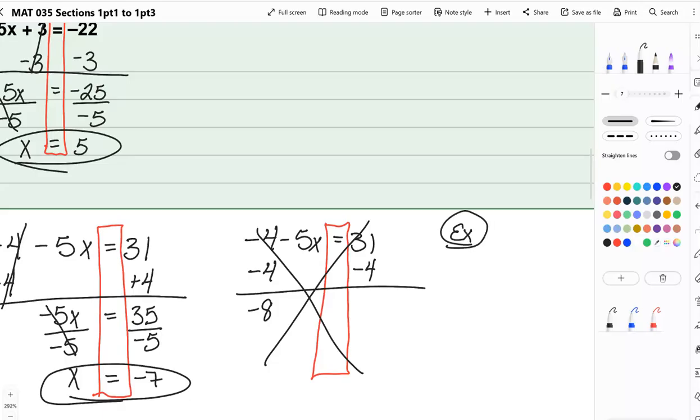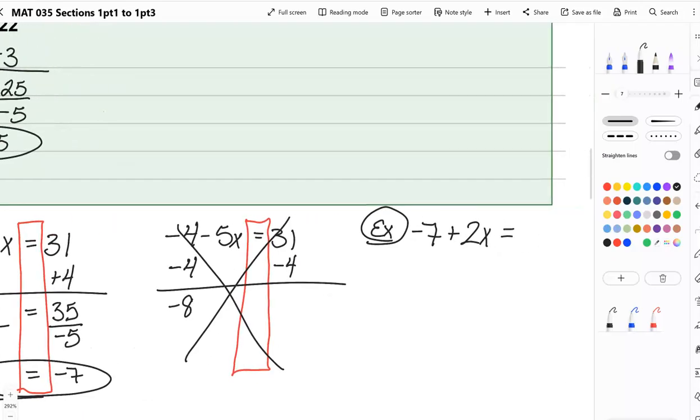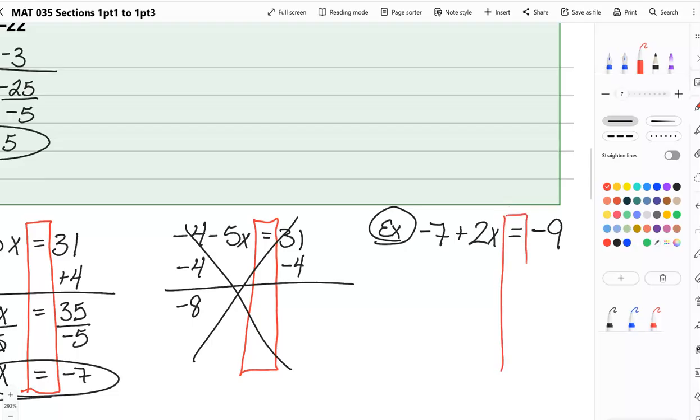Let's do another one. What if we have -7 plus 2x is equal to -9? So we're going to use that same technique. I'm going to start by drawing my wall. So here's my wall. To cross it, we have to do opposites. So I want to get this guy by itself, which means I got to move that -7. So you got to think, what can I do to move the -7 to zero it out? I'm going to add 7.